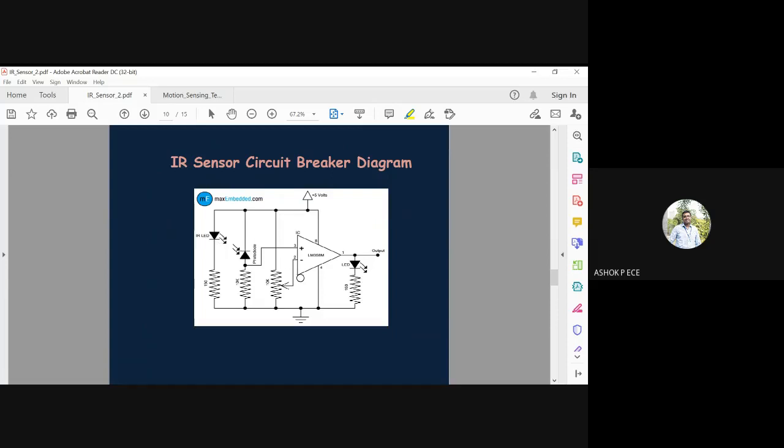This is the circuit diagram as we have seen already. In the circuit diagram, you have an IR LED. The received signal is detected by the photodiode and the output is given to an amplifier. And finally, you get the output here.